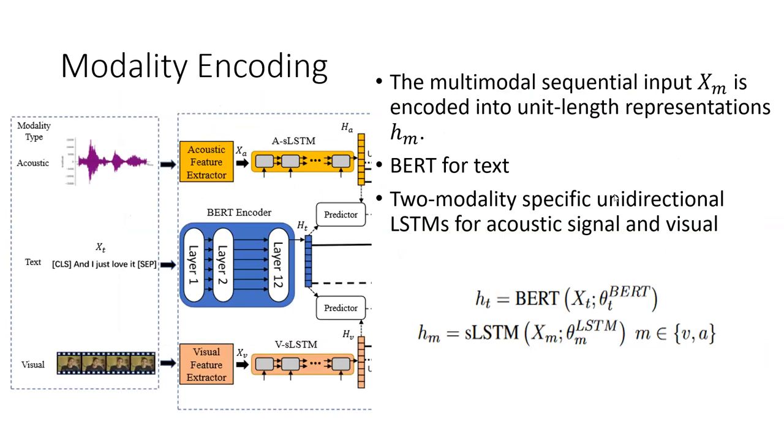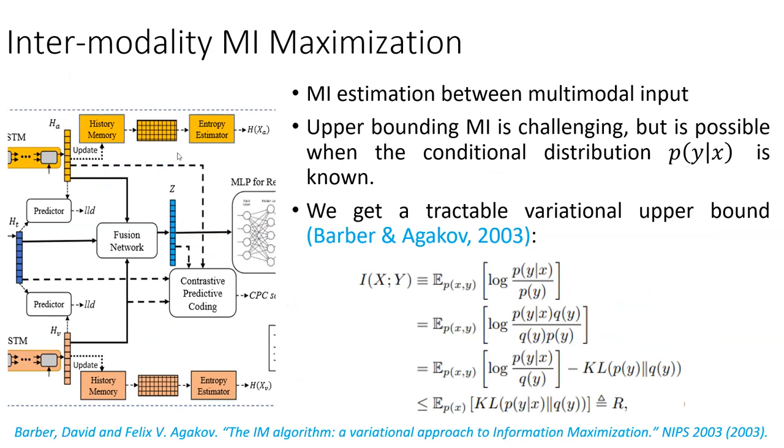Okay, so first in the modality encoding, for the text, they use BERT to encode the text into individual unimodal representations. And for the acoustic and the visual data, they use two modality-specific unidirectional LSTMs to capture temporal features from these modalities. After that, they estimate MI between the multimodal inputs.